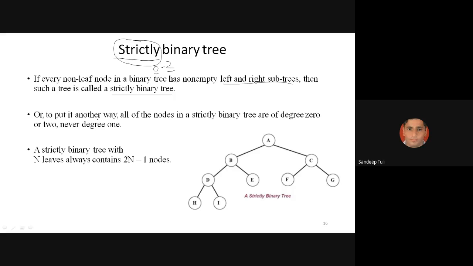Or if I talk in terms of degree, then the degree of any node can be either 0 or 2. Not maximum 2. Maximum 2 is what a binary tree is. Now I'm talking about the strictly binary tree, so it is either 0 or 2 only, never 1. Maximum 2 means 1 can also come inside it. So no node can be of degree 1 in that case. That particular tree is known as a strictly binary tree. Okay, is it okay? Okay, sir. Definition is clear to all. What is a strictly binary tree?